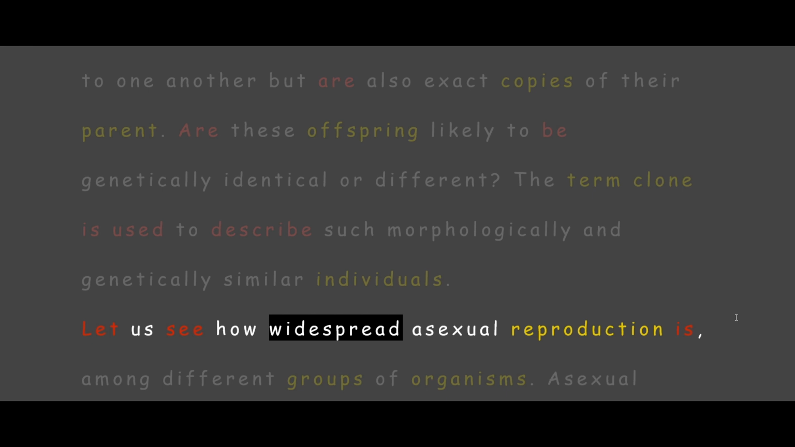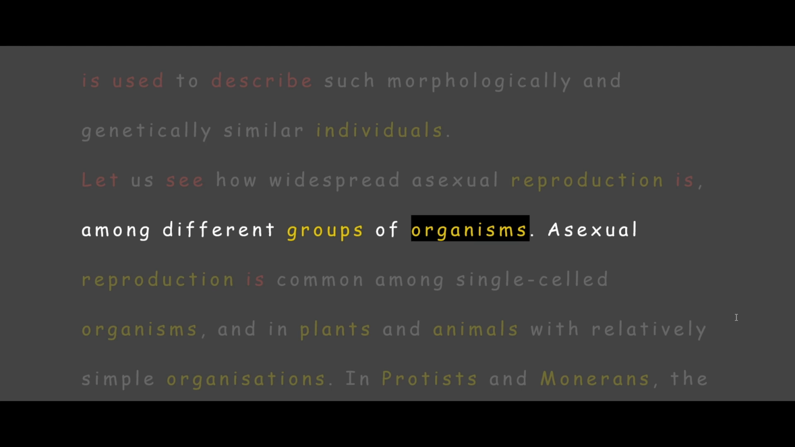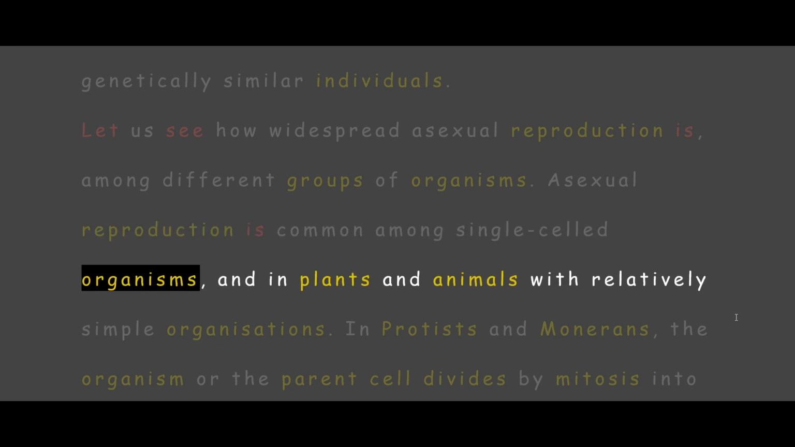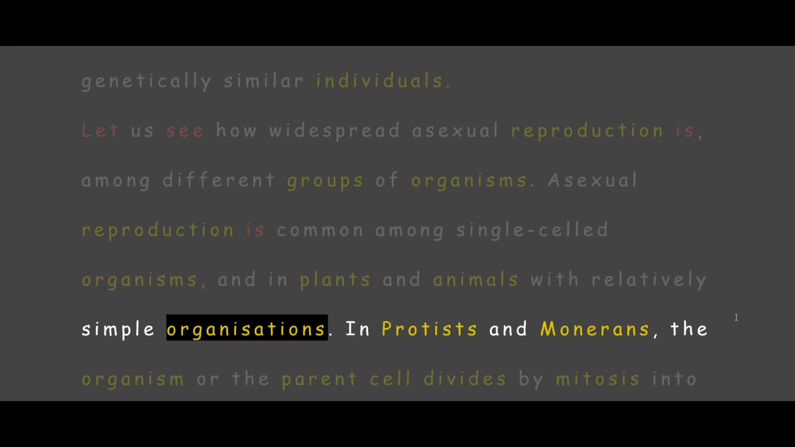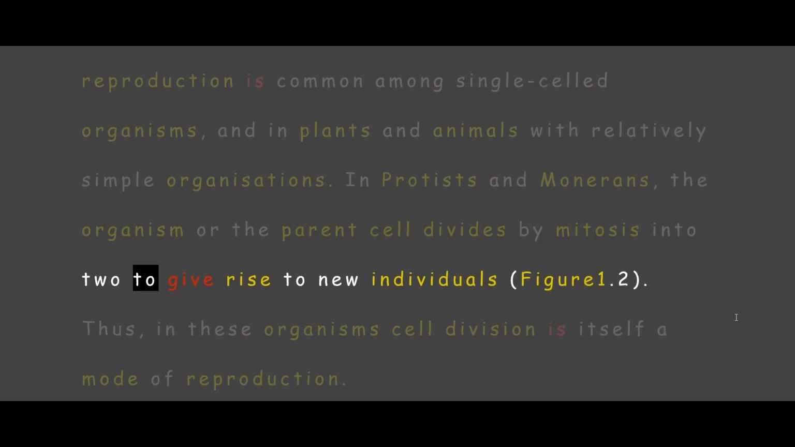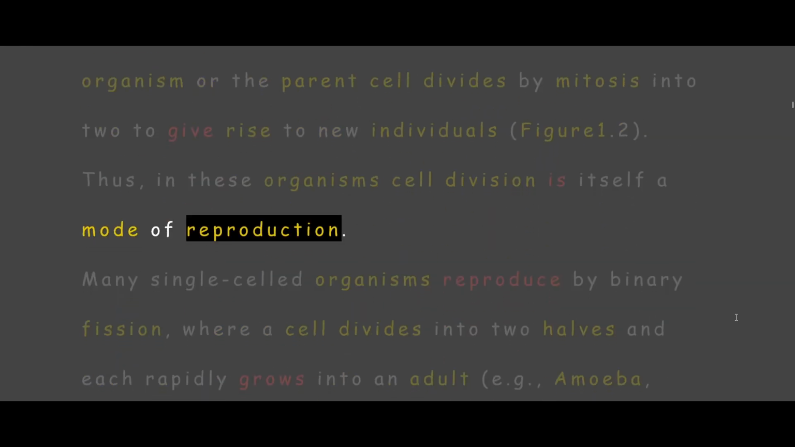Let us see how widespread asexual reproduction is among different groups of organisms. Asexual reproduction is common among single-celled organisms, and in plants and animals with relatively simple organizations. In protists and monerans, the organism or the parent cell divides by mitosis into two to give rise to new individuals, Figure 1.2. Thus, in these organisms cell division is itself a mode of reproduction.